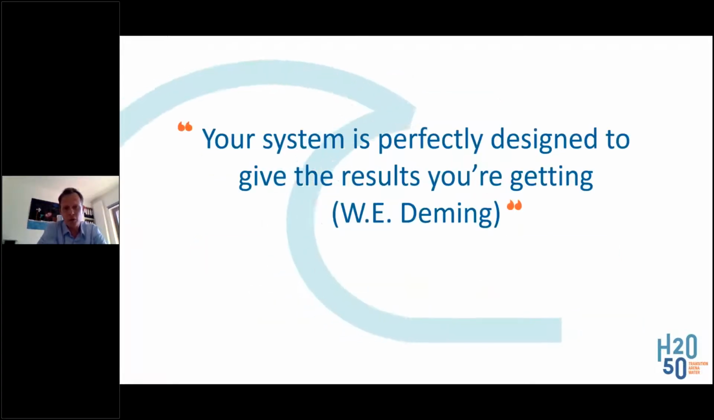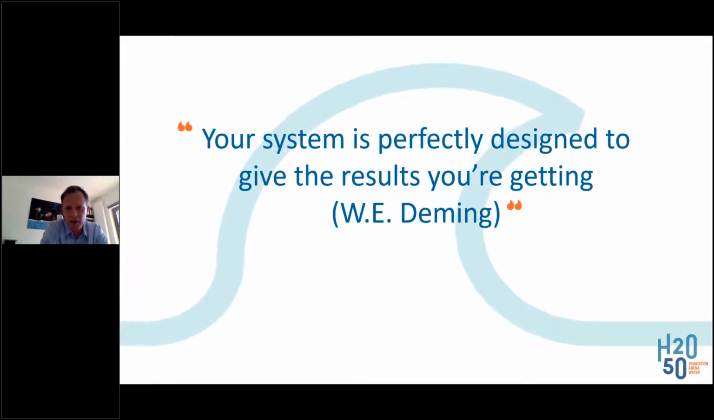And in this perspective, the quote of William Edwards Deming is rather relevant, who says that your system is perfectly designed to give the results you're getting. So the fact that we are confronted with these problems of water quality issues lies back into the way that we've organized the system. And if we want to have another outcome of our system, we have to firstly understand very well the system and how it works.